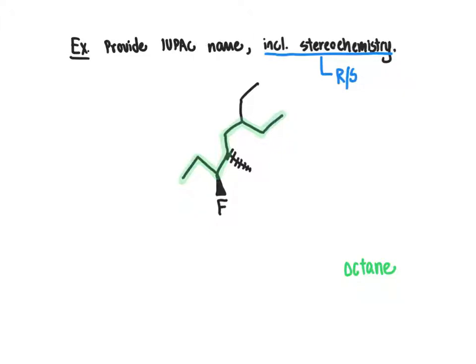One is we can start numbering from the left, so we go 1, 2, 3, putting the fluorine branch at carbon 3, or we can start numbering from over here, going 1, 2, 3, and we run into a little problem here because in both ways of numbering, from the left or from the right, in both situations we end up with a branch coming off at carbon number 3. So what do we do here?